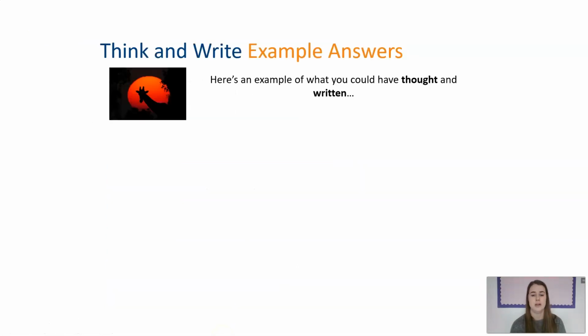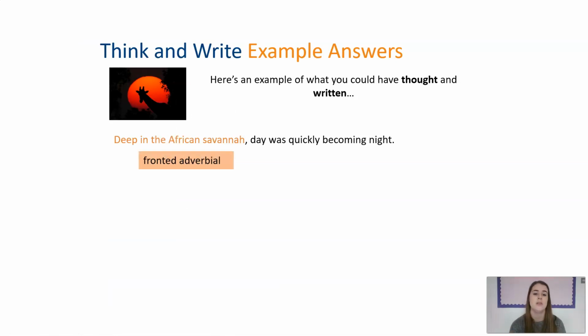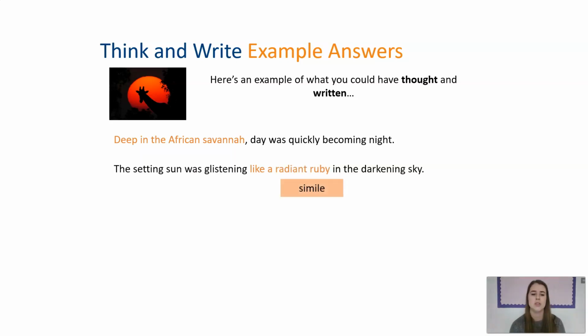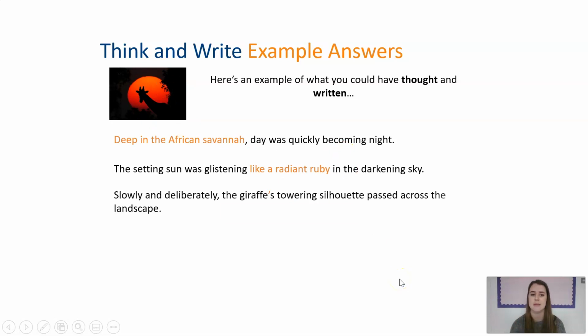Okay, here was my example, so we'll see how good my example was. Deep in the African savannah, day was quickly becoming night. So I started there with my fronted adverbial. Sentence number 2: the setting sun was glistening like a radiant ruby in the darkening sky. Now, rubies are red, and the sun is starting to go that nice orangey red colour. So there you go, my second sentence was a simile.